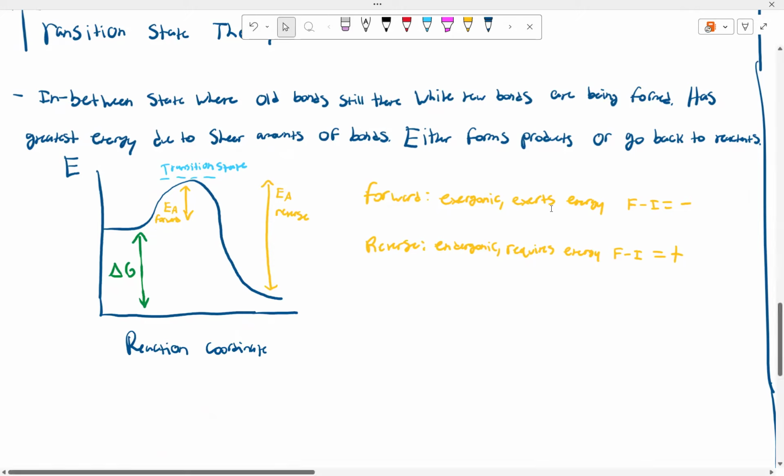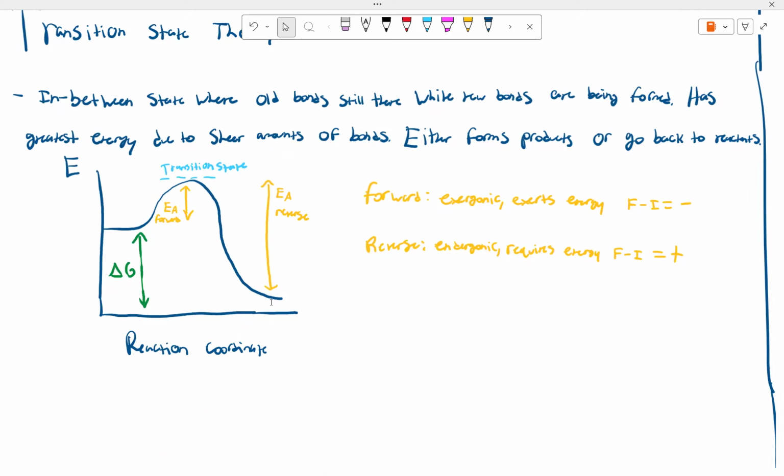Exergonic, which exerts energy. So your final minus initial products is a negative, whereas your reverse reaction here requires energy because the final minus initial is a positive number. And it's maybe counterintuitive, I guess I should say, at first, when something that's negative is actually spontaneous, or something that's positive is non-spontaneous.